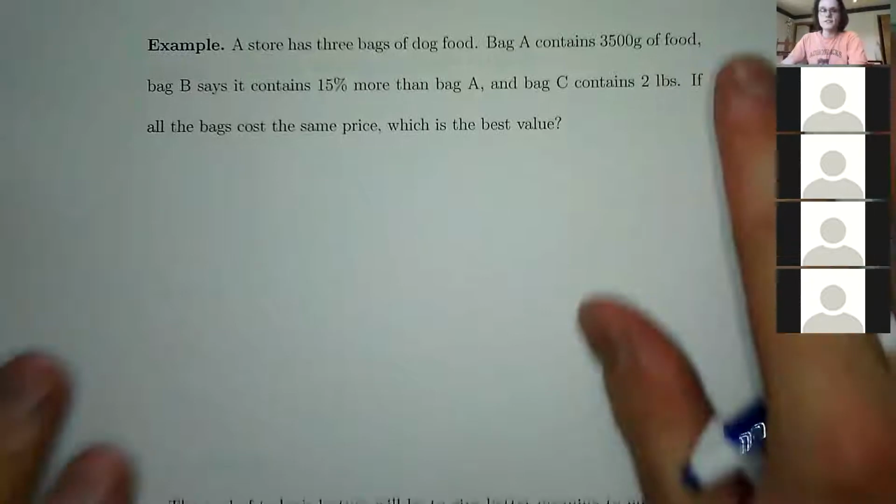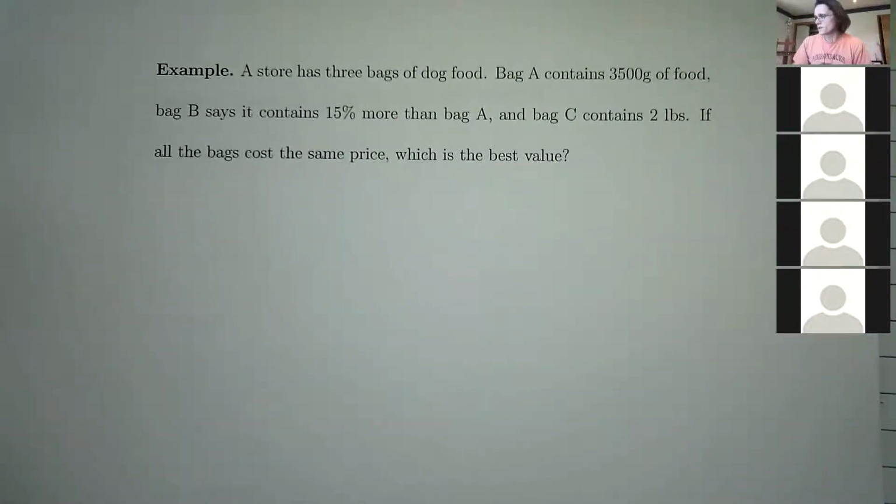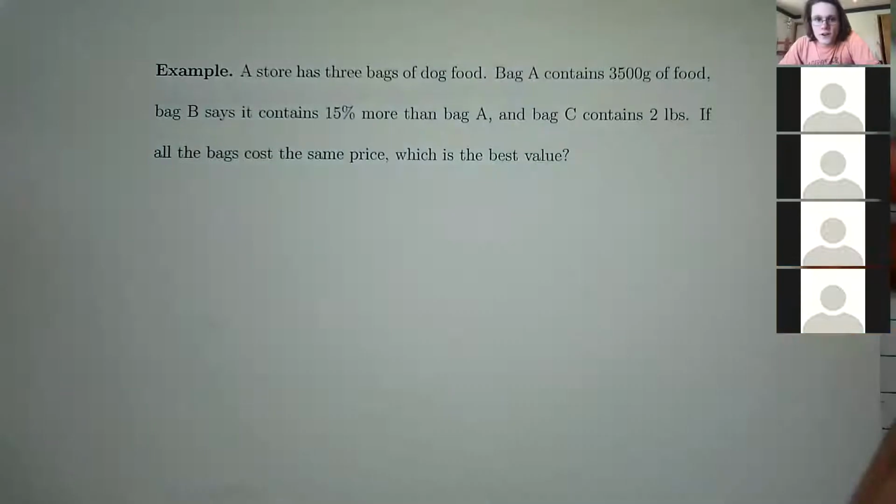So this one combines everything. I thought it was clever. I don't know if anyone else will. But it combines percentages and units. So it's kind of like everything we've done so far in this little unit. Right. So the setup is we have 3 bags of dog food.